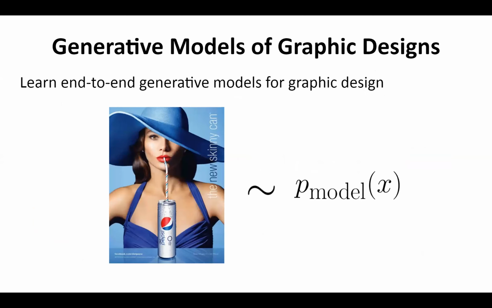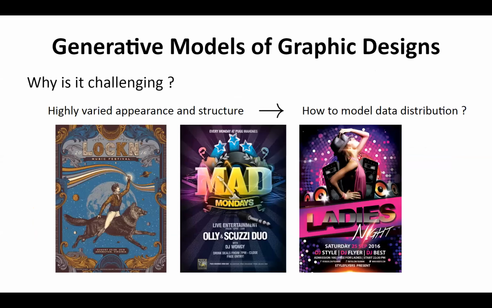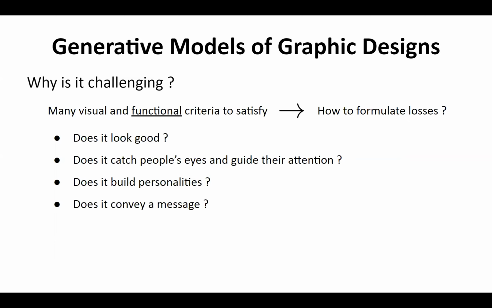So then I will discuss some open problems that we are working on, and which may also be of interest to the computer vision community. The first problem is whether we can learn end-to-end generative models for graphic designs. There are several challenges to realizing this goal. The first challenge is that, as compared with natural images, graphic designs often have highly varied appearance and structure, and this makes it quite challenging to directly capture such a complex data distribution. The second challenge is that, as discussed before, a good graphic design has to satisfy multiple criteria, both visual and functional, and this brings additional challenges to the loss formulation.